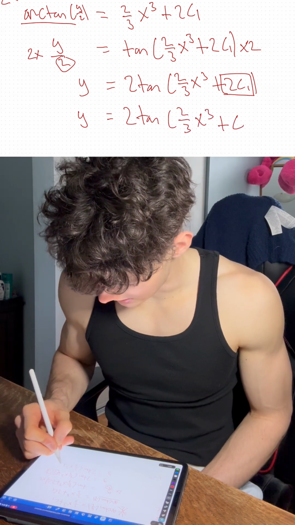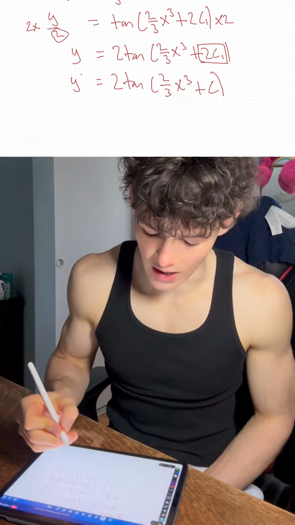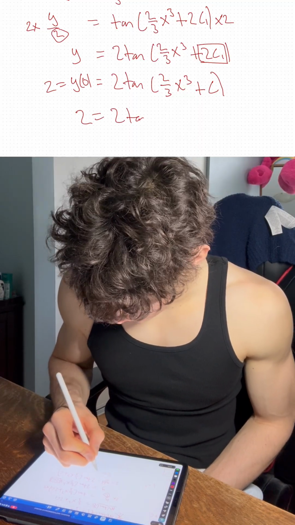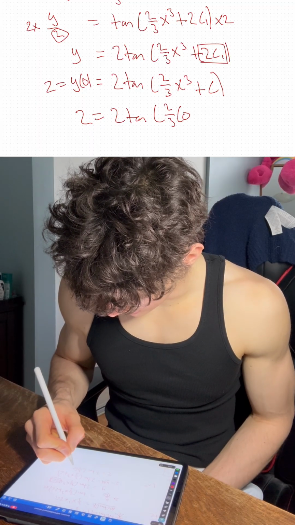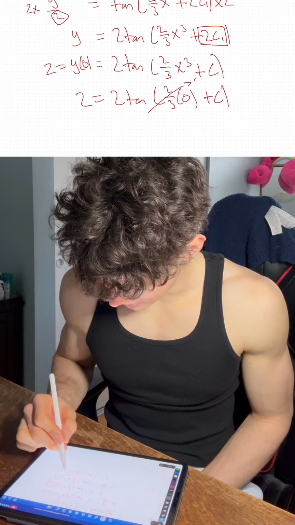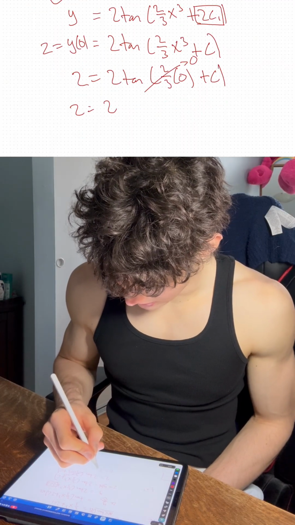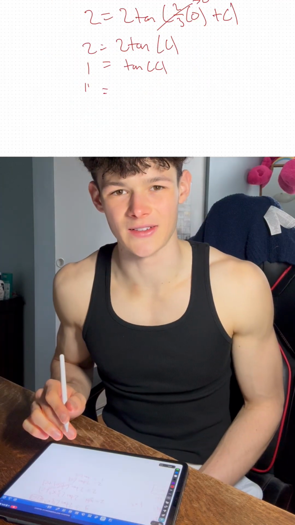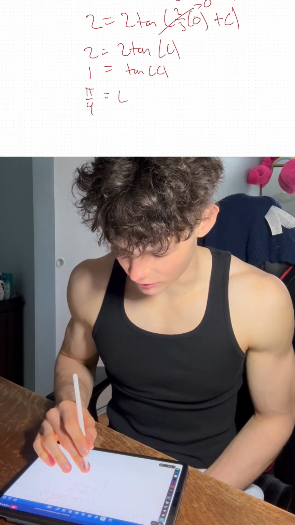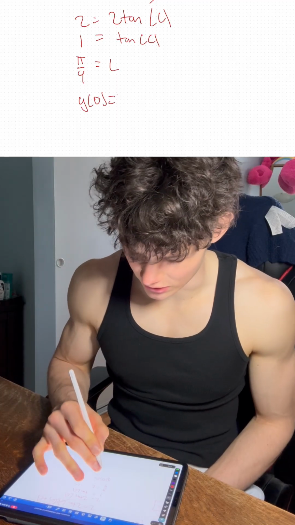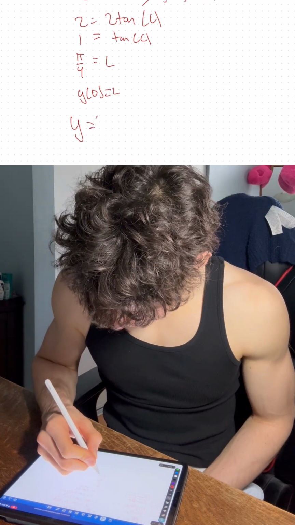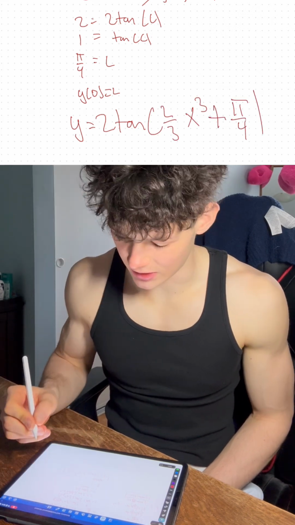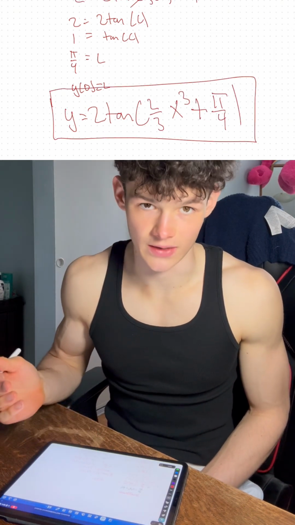We want to find what the initial condition is when y of 0 is equal to 2. We can plug in 0. That's equal to 2. We have 2 tan in our bracket, and we plug in 0 plus c. That is going to cancel out, give us 0. Then we're going to be left with 2 is equal to 2 tan bracket c. Then you divide both sides by 2. 1 is tan of c. What value of tan gives us 1? It's pi by 4. c is equal to pi by 4, which means our particular solution when y of 0 is equal to 2 would be y is equal to 2 tan of 2 over 3 x cubed plus pi by 4. This would be the solution that satisfies our initial condition y of 0 is equal to 2.